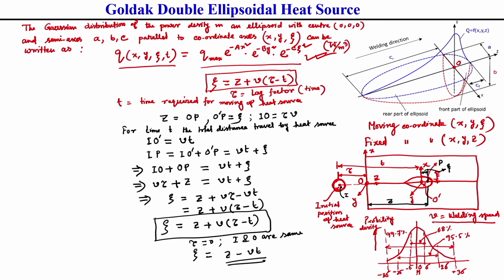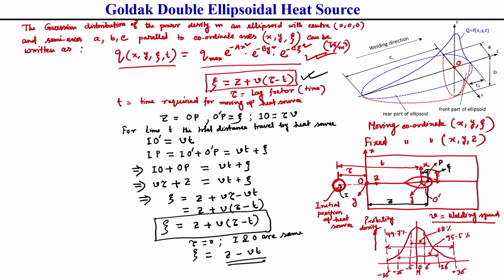Now, I am going to discuss how the relationship between the fixed coordinate system and the moving coordinate system comes. Here we generally consider the welding is moving along the z direction. That is why here I have written zeta is the moving coordinate, which is varying with time, a function of z, which is the stationary coordinate system, plus v into tau minus t. This you should keep in mind. Let us consider this I am representing as equation number 2, and this Gaussian distribution of arc I am representing as equation number 1.